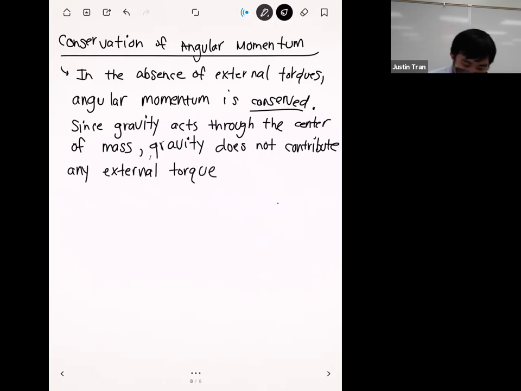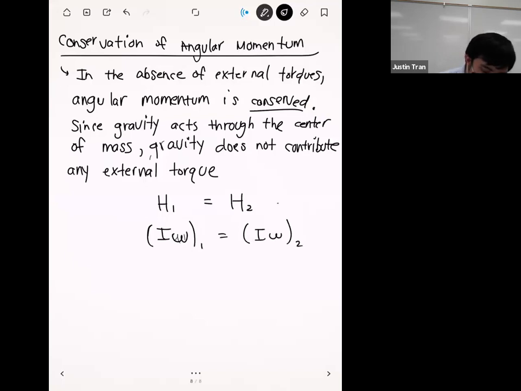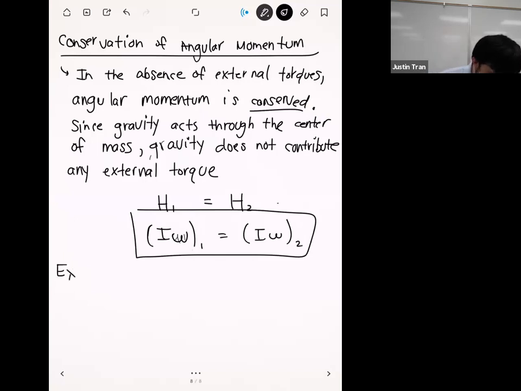The conservation of angular momentum basically says that the angular momentum in one phase is exactly the same as the angular momentum in a different phase, assuming that we don't have any external forces or external torques. What this tells us is that the product of moment of inertia times angular velocity in state one has to be equal to the product of moment of inertia and angular velocity in state two.